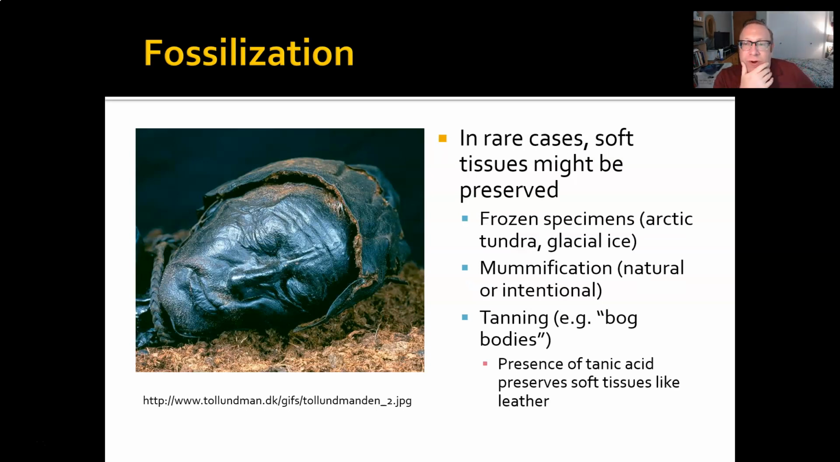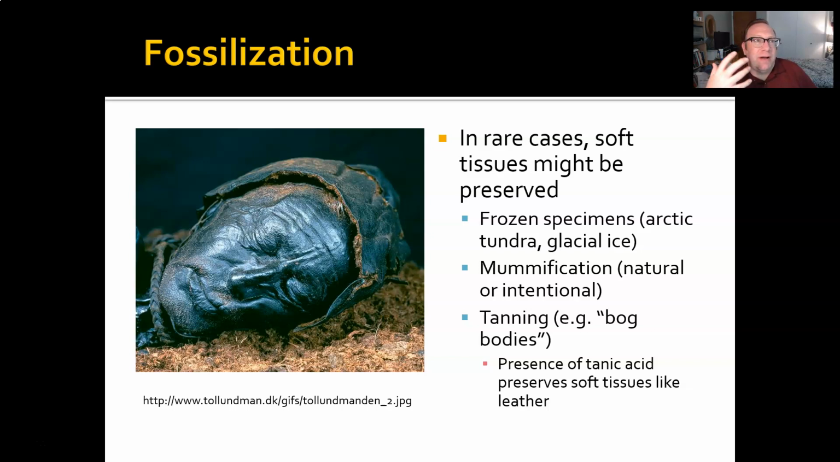Another common source are bog bodies. We find these in Europe a lot, especially Celtic and pre-Celtic civilizations. These bodies are mummified as well, but not through drying or preparation. Rather, these bodies, again, oftentimes sacrifices, are found in bogs, peat bogs.